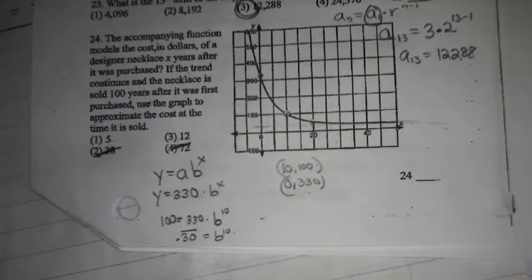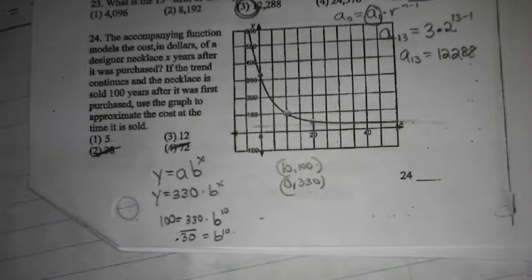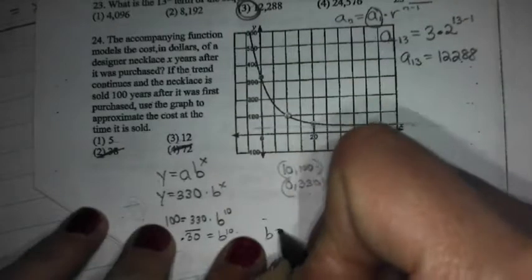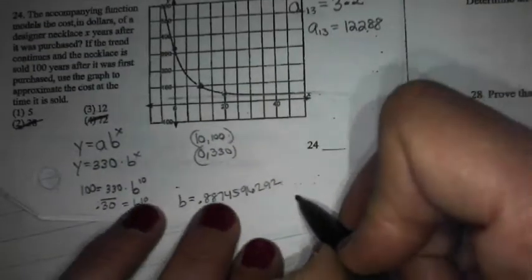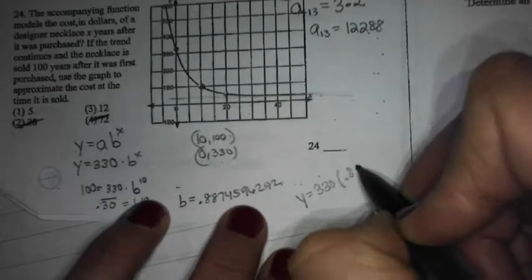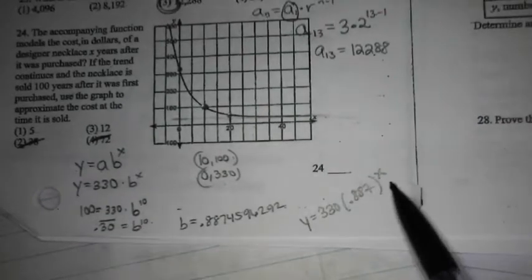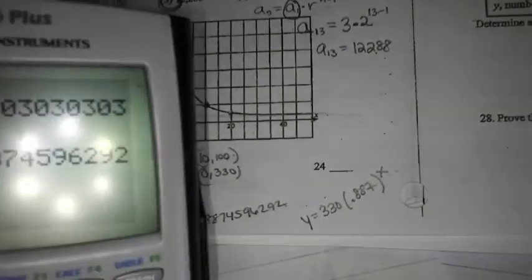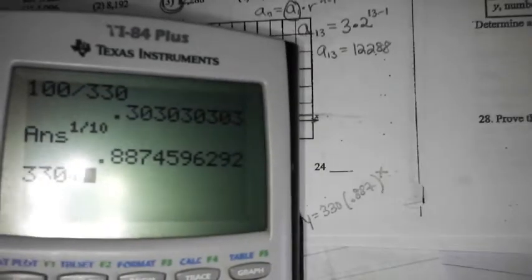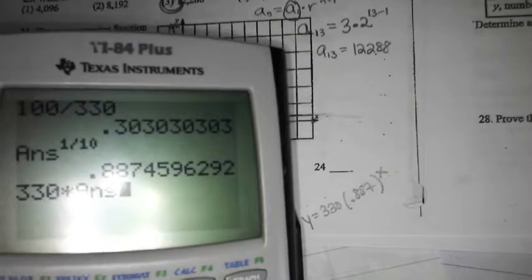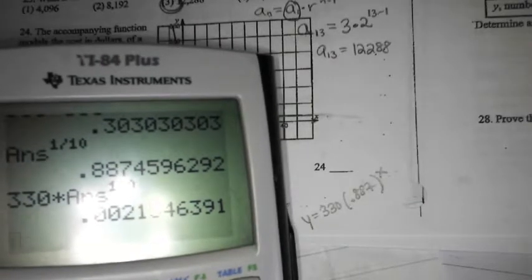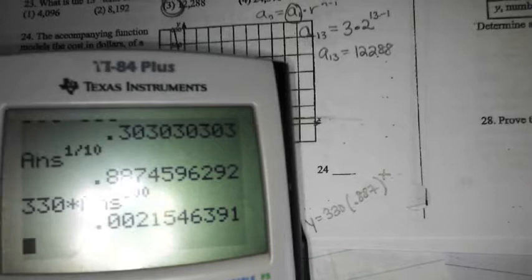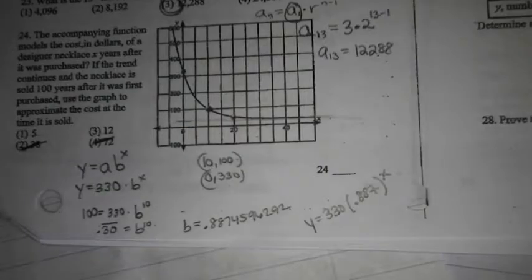How do I get rid of this 10th power? Raise it to the reciprocal, right? To get rid of the 10th power, you raise it to the 1/10th power. And I would get that B equals 0.88745962. So I know that's long, but Y equals 330 and then this 0.887 number to the X. So if I wanted to see 100 years in, I'm going to do 330 times that answer, raised exactly to the 100th power. And it's down to 21 cents, which means this question is even worse than I thought.